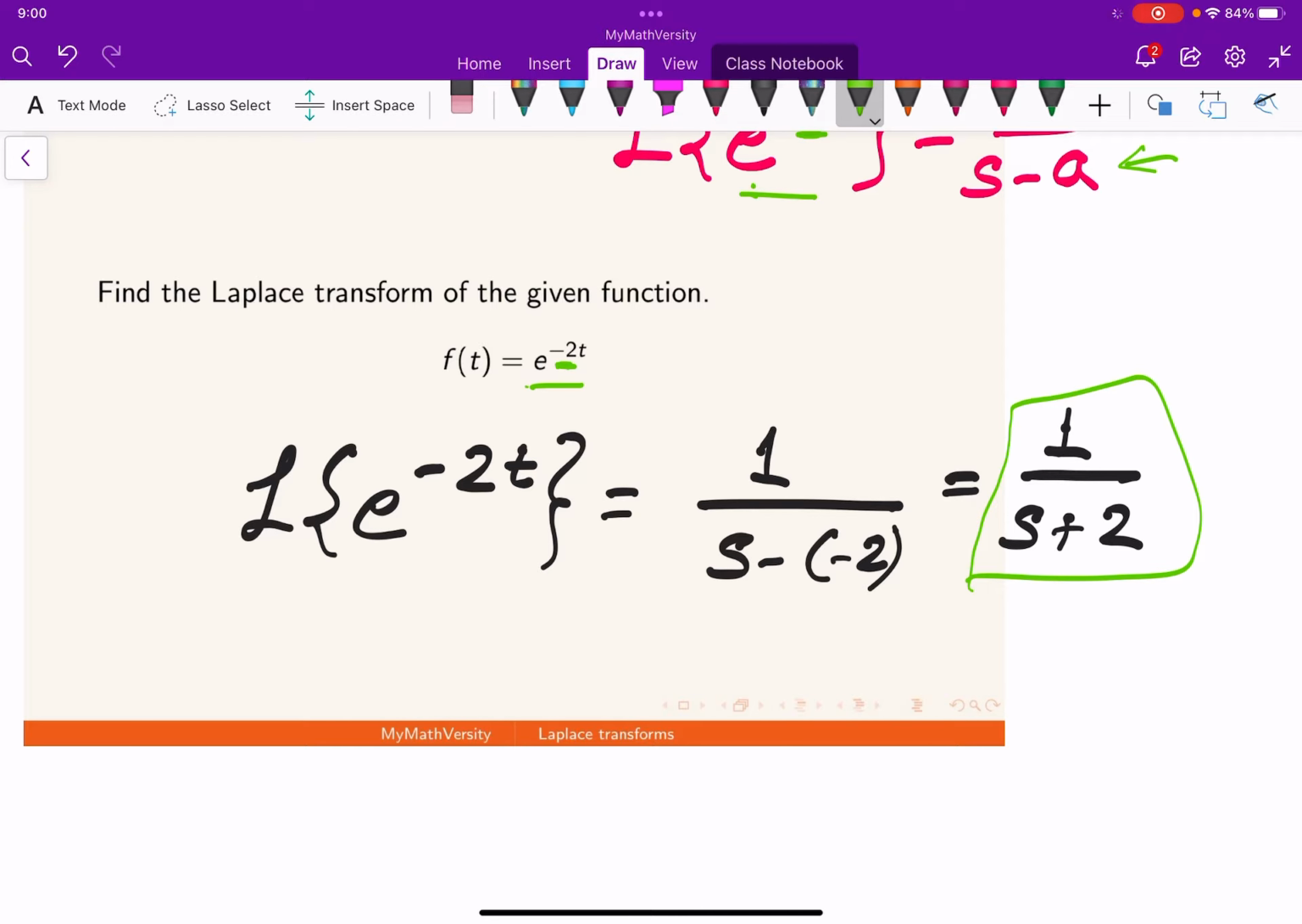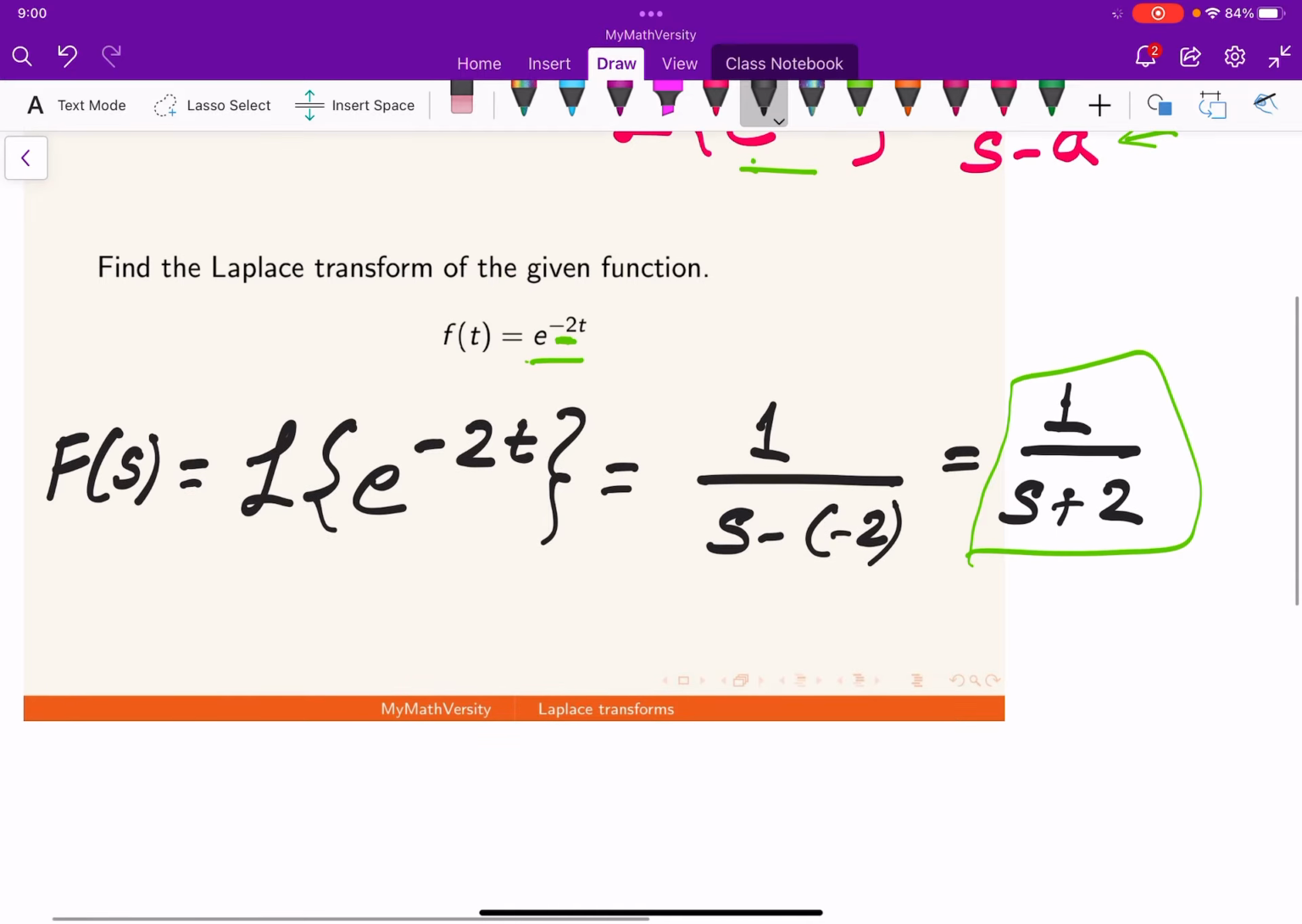Now, as you know, the Laplace transform is a function of s, right? So we can write capital F of s is equal to 1 over s plus 2.